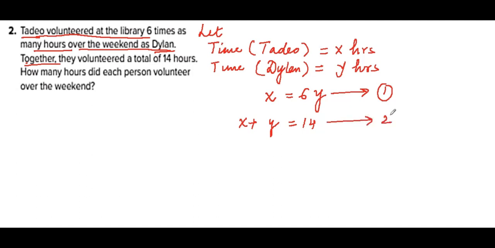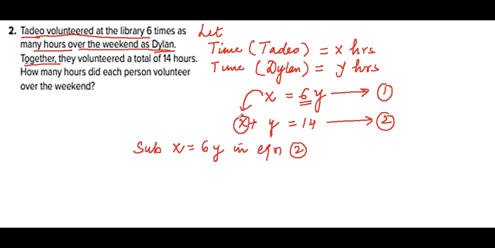Number 2. Together means whenever we combine the timing of Tadio and Dylan. Combining means we are adding. So now the value of x is 6y. You can substitute x as 6y. So substitute x is equal to 6y in equation 2. What do we get? In place of x, I will write 6y because its value is given from equation 1. X is 6y. So here I will write 6y plus y is equal to 14.